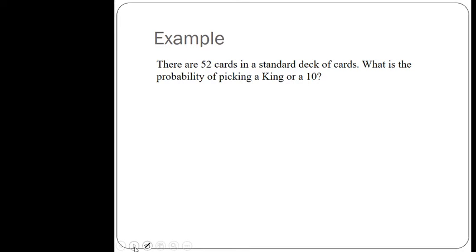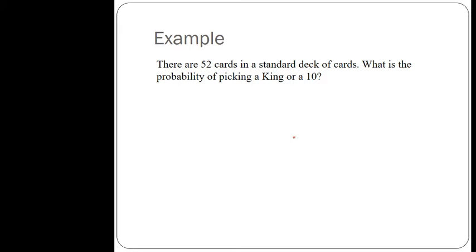So take a moment and see if you can figure out the probability of this problem. There are 52 cards in a standard deck of cards. What is the probability of picking a king or a 10? And just to give you some background on cards, in case you're not familiar with a deck of cards, there are 4 suits. In each suit, there are 13 cards. Those cards are labeled from 2 to 10, and then a jack, queen, king, and ace. So now, since there are 4 suits, that means there would be 4 kings and 4 tens in a deck, and 4 twos, and so forth.